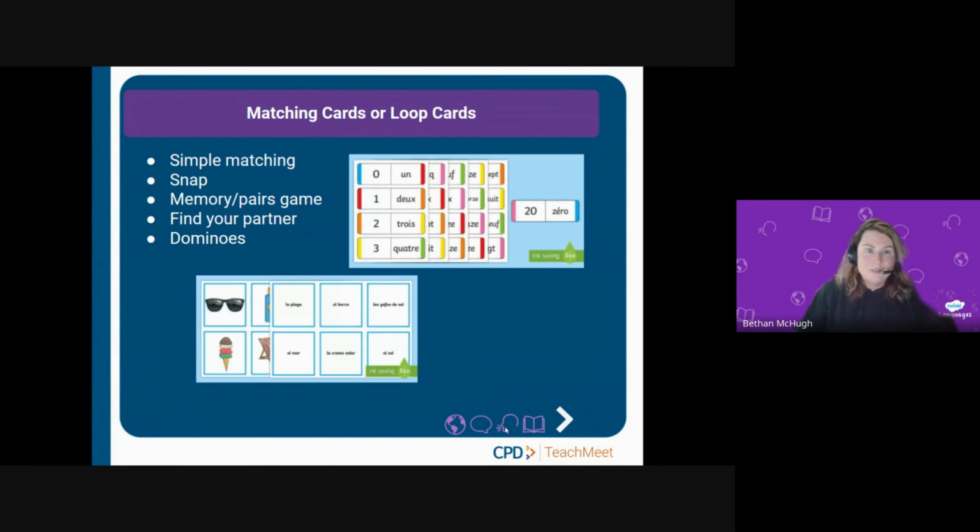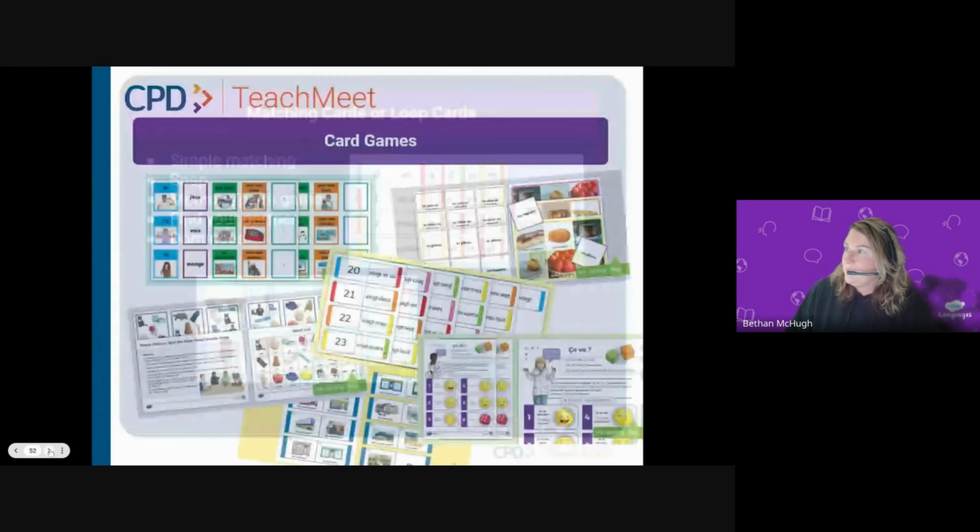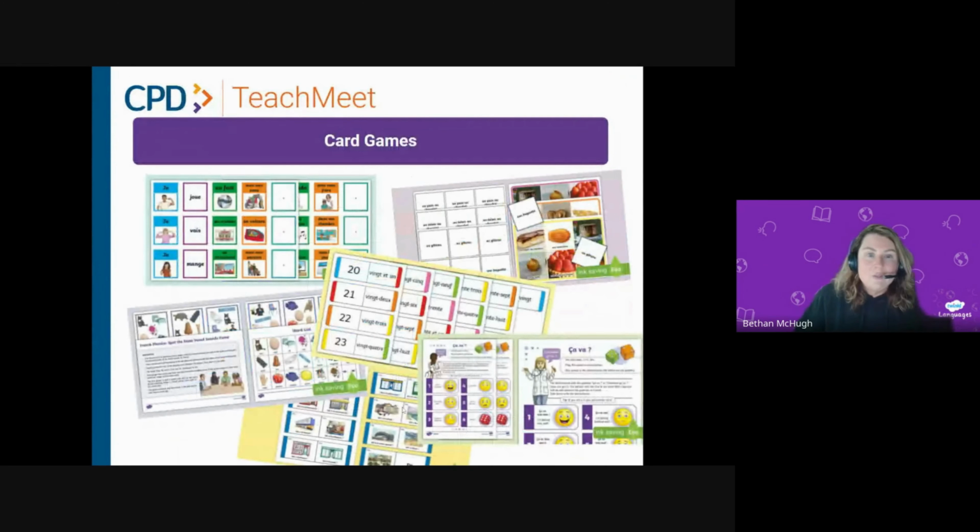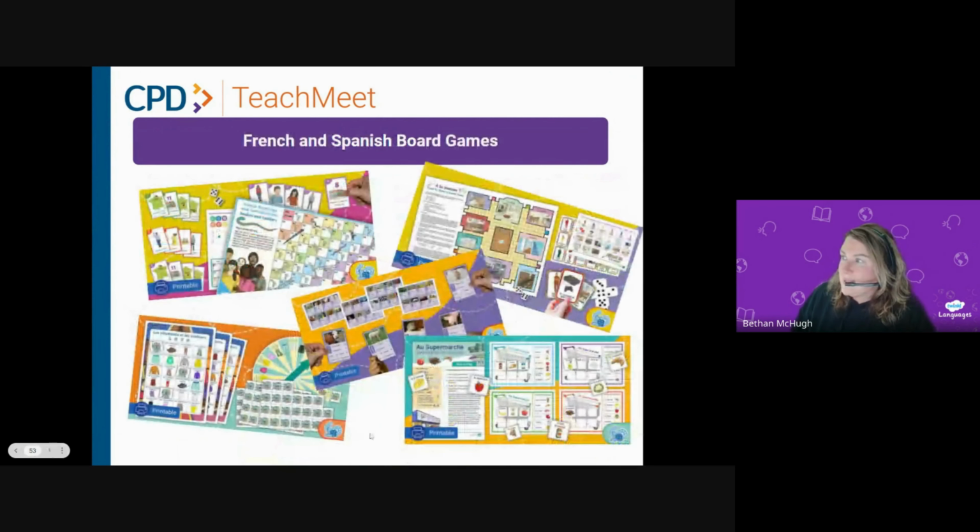Simple matching games, having a bank of these is really useful. These work nicely for time filler tasks too, which are really nice, or for small group work. Simple matching cards, snap, memory, or a pairs game is always good. Find your partner. If you have loop cards, you can play dominoes with those as well, which are really nice. But we've got loads of different card games that are great for ideas to put together as well. They're really lovely to print off and great to laminate.